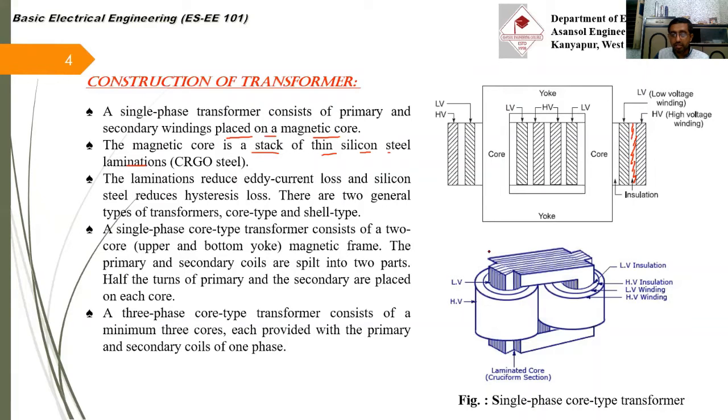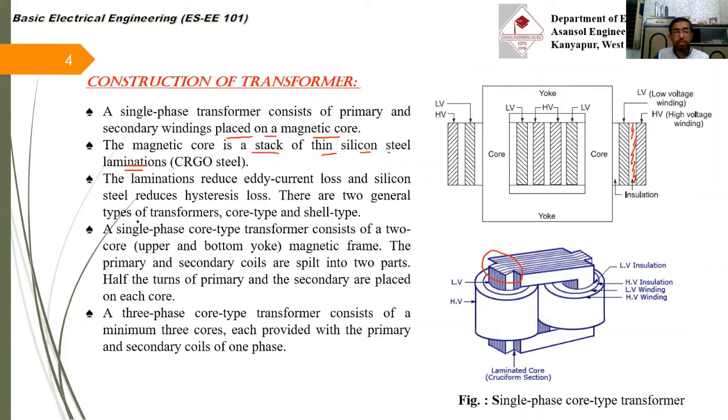Fine. Now, the magnetic core is a stack of thin silicon steel laminations. Here you can see the number of silicon steel sheets. Those are bunched together and form the core. All these thin single plates are called laminae. That is called CRGO steel. The laminations reduce the eddy current loss and silicon steel reduces the hysteresis loss.